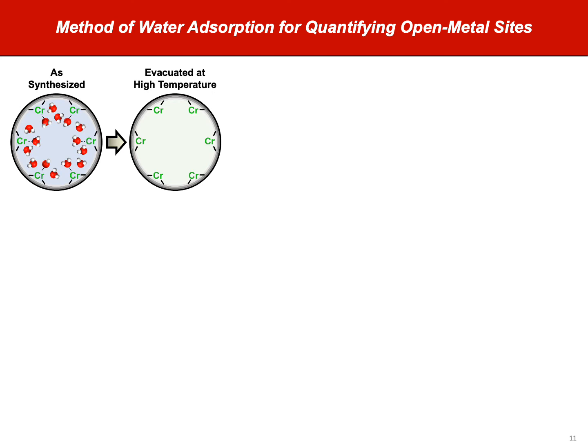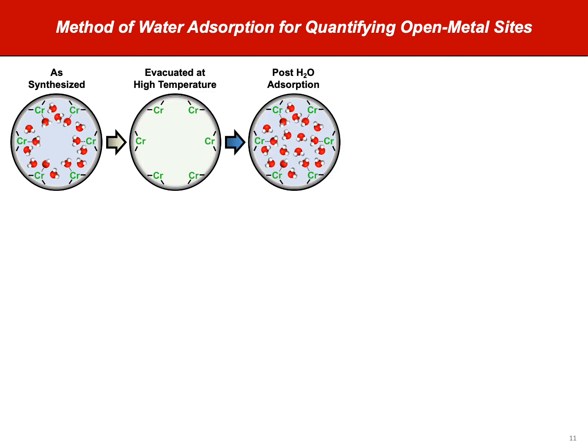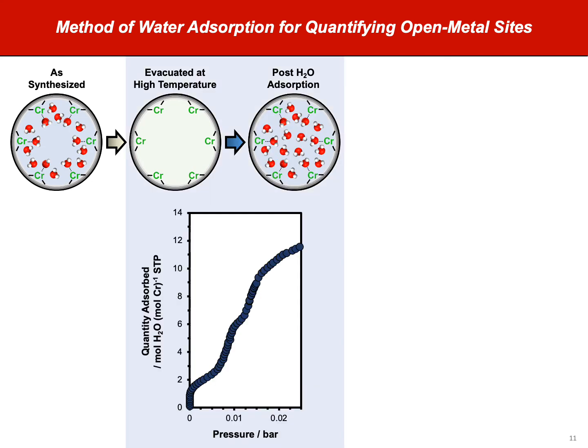If this material is evacuated at a high enough temperature, in this case 250 degrees Celsius, I can get rid of all of the water molecules adsorbed onto the open metal sites. I can then bring in water at room temperature and measure an adsorption isotherm. What does this isotherm look like?